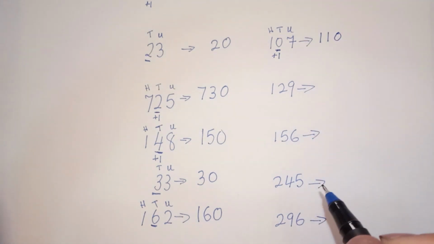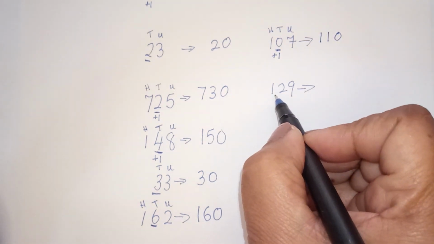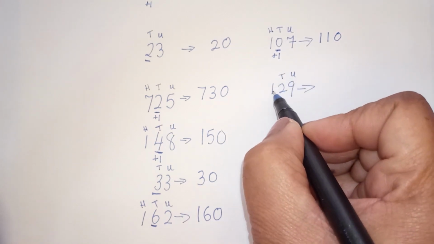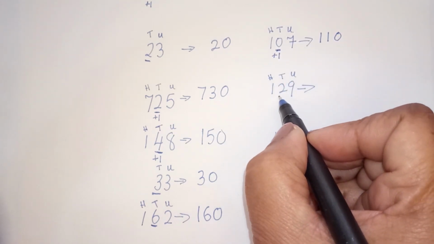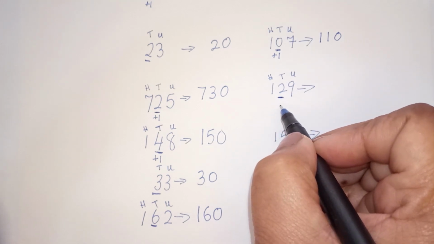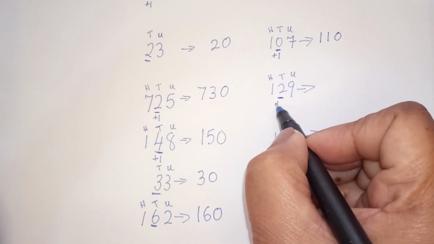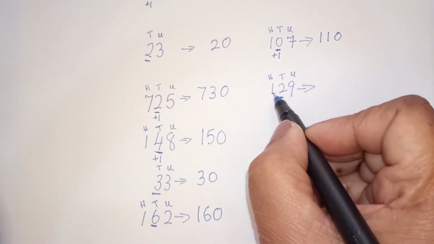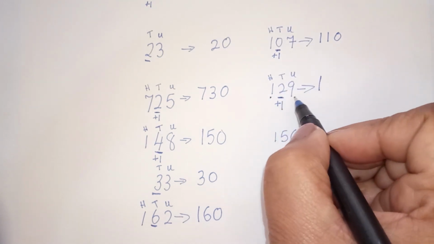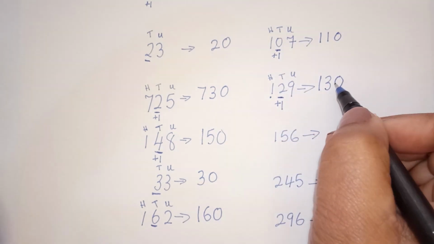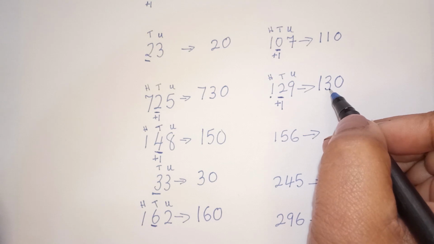Okay? Then we go to another number here. We have 129. 9 is units, 2 is tens, and 1 is hundreds. Spot out the tens. So we say next to it is 9. 9 is more than 5, so we'll give 1. This 1 we write as it is, and 2 plus 1 is 3. 9 will be 0, so it will be 130.